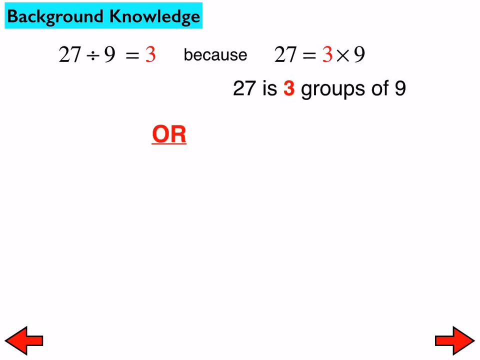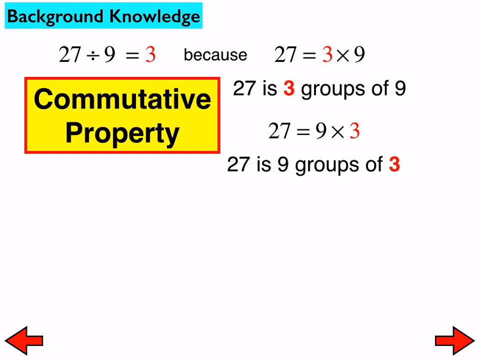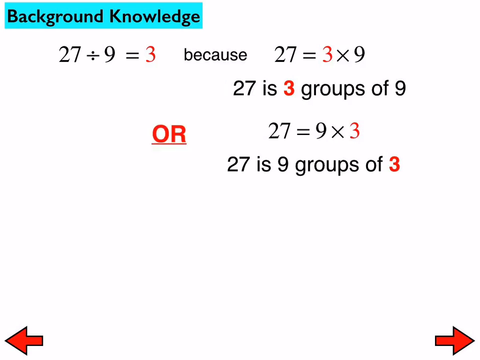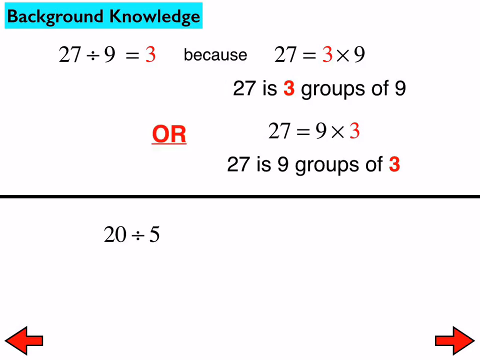That's obvious. Or we could flip it around, thinking of the commutative property. 27 equals 9 times 3, which is 27 is 9 groups of 3. So these are ideas that we've already talked about, and it is the commutative property that allows me to flip-flop numbers around in adding or multiplication. So another way of thinking of this, let me take a different problem that's not in your notes. 20 divided by 5.